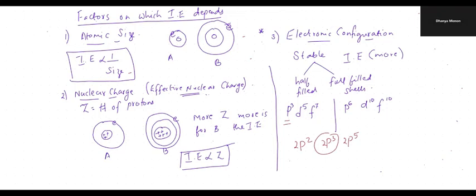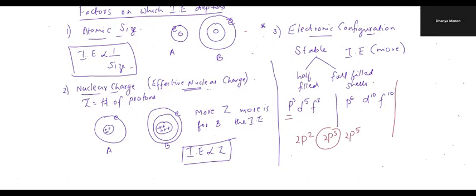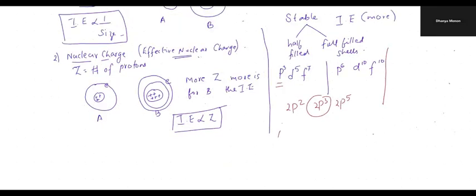For example, a question is asked, why nitrogen, atomic number 7, and oxygen, atomic number 8. Nitrogen has a higher ionization energy. So the ionization energy of nitrogen is more compared to the ionization energy of oxygen. The reason, you can check the configuration.